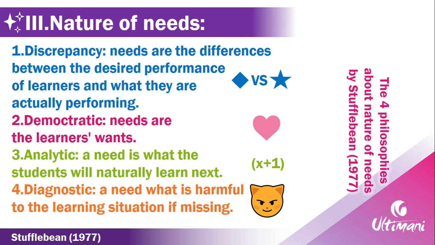The last philosophy is the diagnostic philosophy, which describes a need as what is harmful to the learning situation if missing. For example, we have a classroom where there is a teacher, learners, tables, chairs, and a cat. If we try to remove the chairs from the learning situation, can learners follow the lecture standing up? That would be hard or even impossible. So this is a need, according to this philosophy. But if we remove the cat from the learning situation, that would have no effect on the learning situation. So here, a cat is not a need.